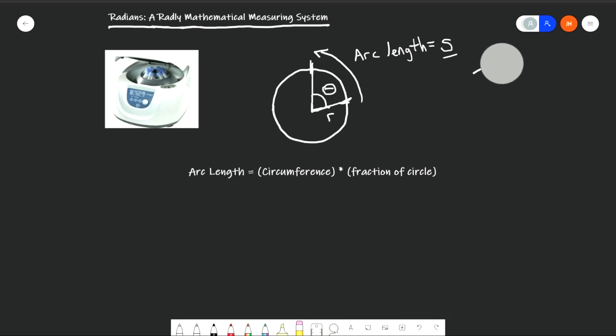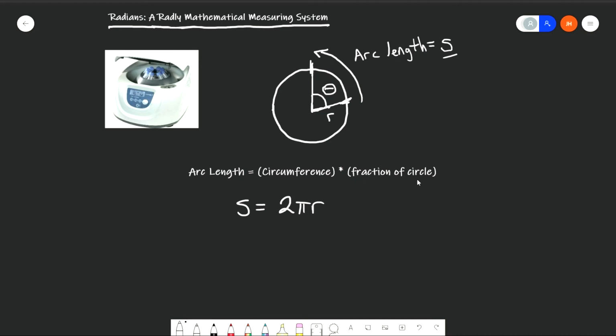So what I wanted to do was look at this formula and compare what happens when I'm measuring my angles in degrees versus radians. So arc length we defined as S. So I have S equals the circumference. Now, no matter what units you're using to measure an angle, the circumference is always going to be 2 pi times the radius.